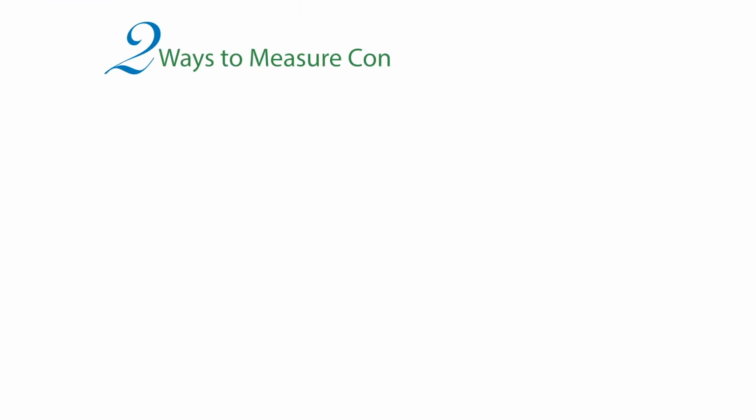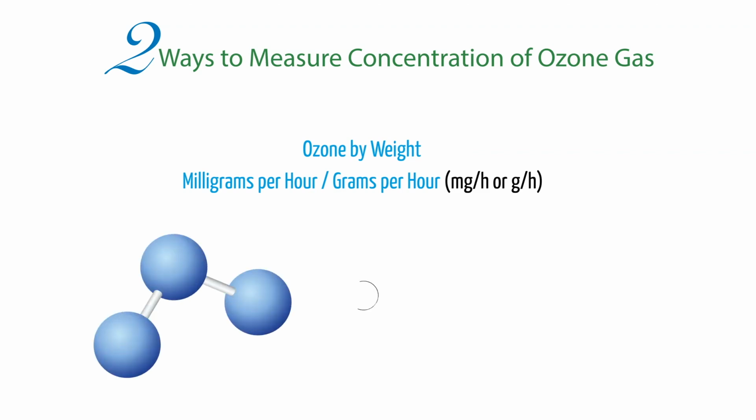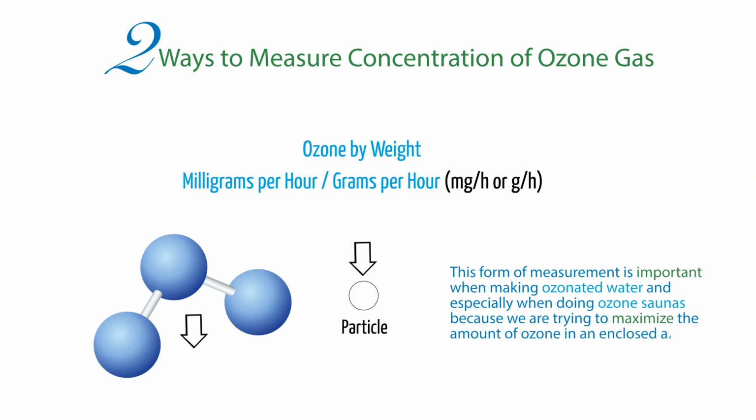The second most common form of ozone measurement outside of ozone therapy is ozone by weight. This can be measured in milligrams per hour or grams per hour. Think of ozone gas as a particle. The higher the ozone concentration, the greater the number of particles. As you lower the concentration, you get fewer and fewer particles. This form of measurement is important when making ozonated water and especially when doing ozone saunas because we are trying to maximize the amount of ozone in an enclosed area.